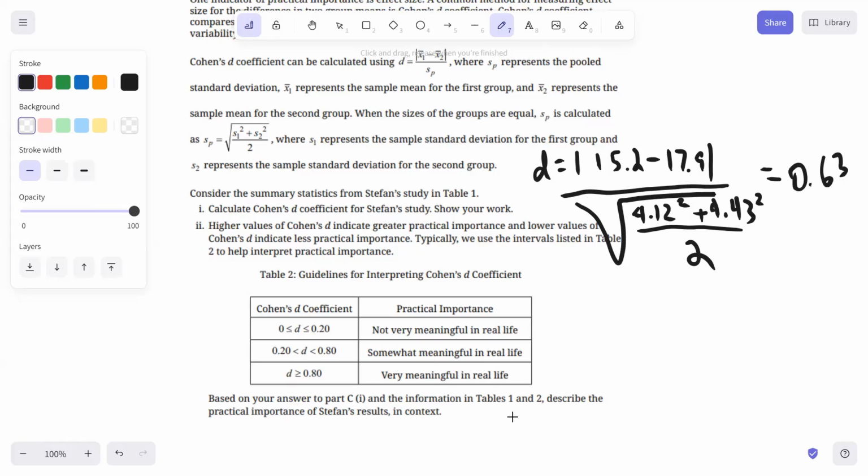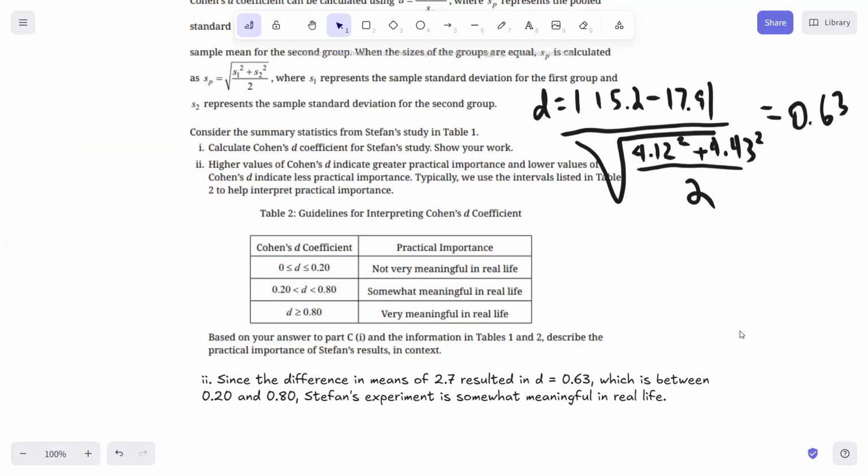The difference of means of 2.7 that Stephan got from his study resulted in a Cohen's d value of 0.63. Since 0.63 is in that second interval there between 0.2 and 0.8, the experiment is somewhat meaningful in real life. Now you just have to write that out in a coherent sentence, and I'll type that up for you below. And there you have part 2 typed up for you.